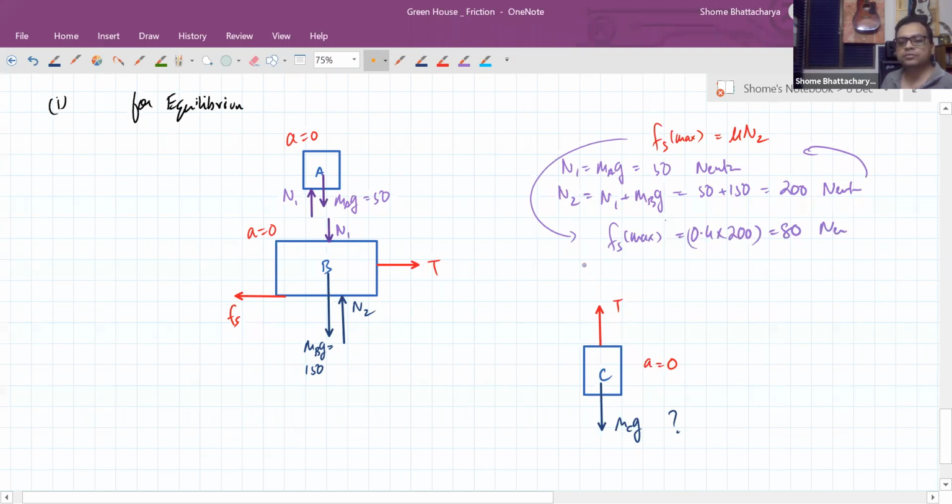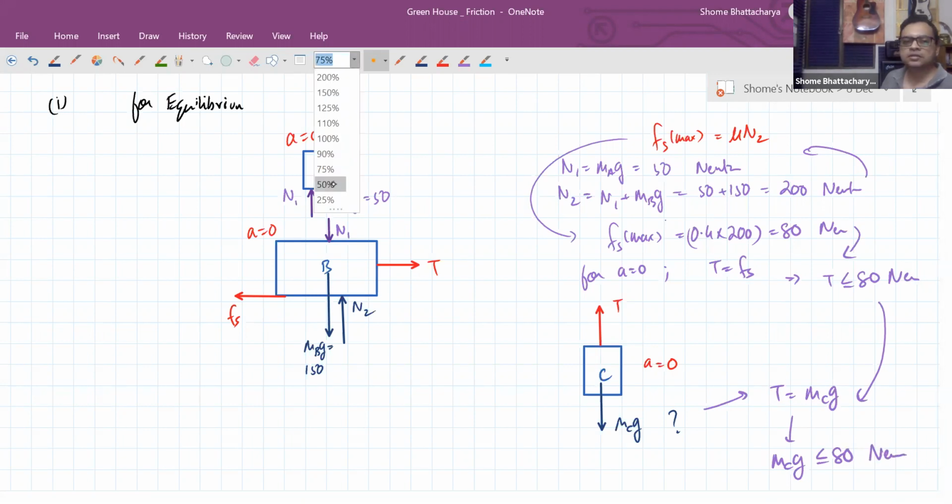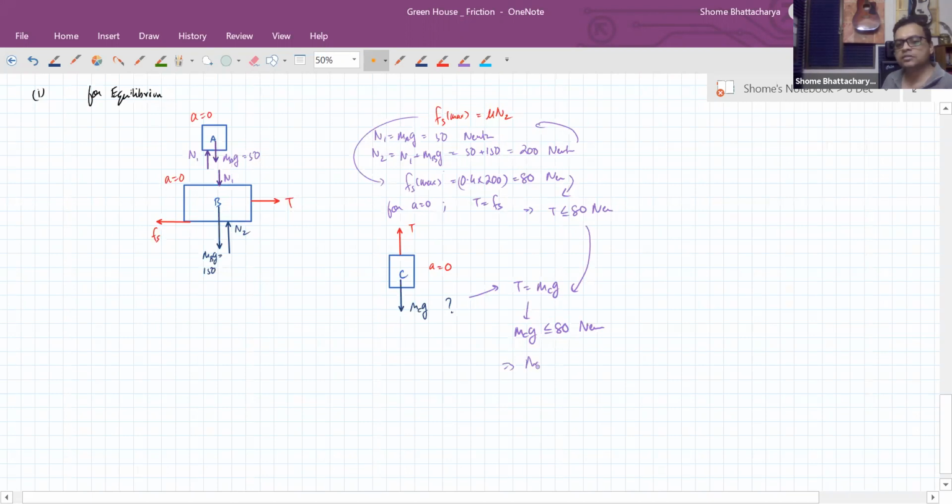So now for equilibrium, for A's acceleration to be 0, tension must be equal to static friction. So this tells that tension should be less than or equal to 80 newtons. And for this one, tension needs to be equal to the weight. So put this here and you can see that the weight needs to be less than or equal to 80 newtons. So this tells me that the mass of C should not exceed 8 kgs for equilibrium.